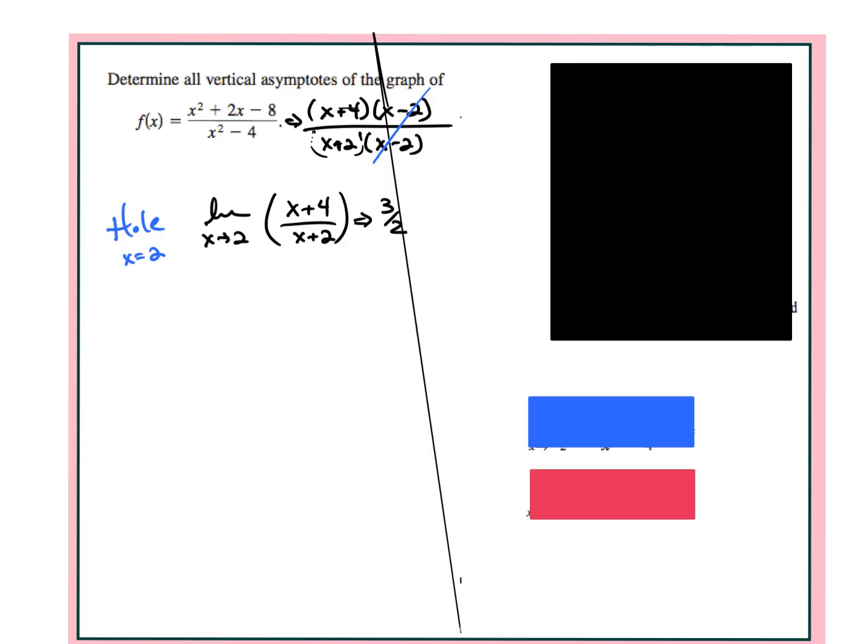All right. So now, where do I have a vertical asymptote? At x equals negative 2. And so now, how do I do a limit? Well, a little left and a little right. So now I do a limit as x approaches negative 2 from the left, and actually, I'm going to use my simpler function, x plus 4 over x plus 2. And then I do a limit as x approaches negative 2 from the right.